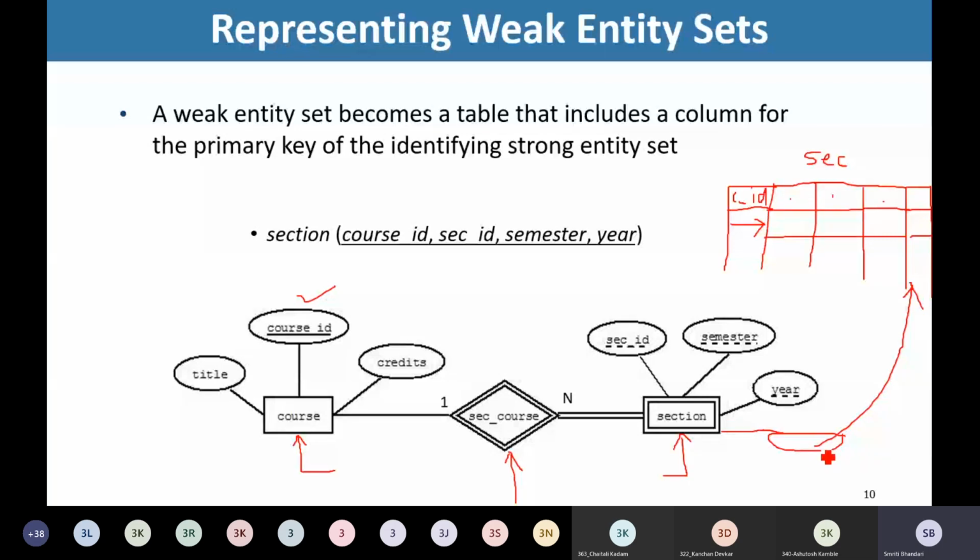But as this is not part of my partial key, it will not be part of my primary key. So if I have the attribute X here, then obviously these three attributes will be there, and I'll also have this attribute X in my table. The primary key once again will be only course ID, section ID, semester, year, and I'll have one more attribute simply as X, but that is not part of my primary key. The primary key comprises the primary key of the strong entity set and the partial key of the weak entity set.